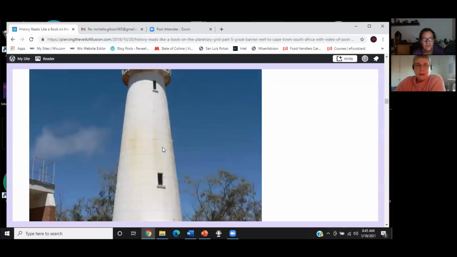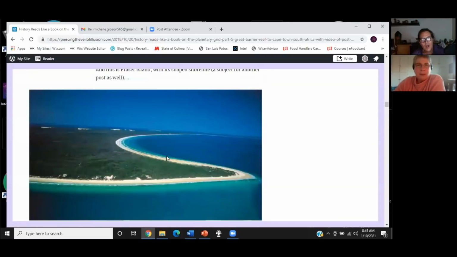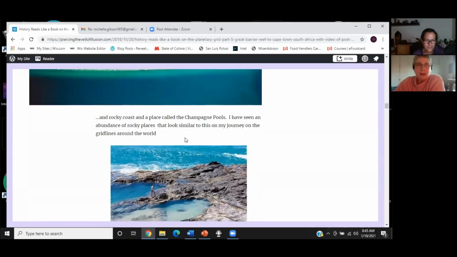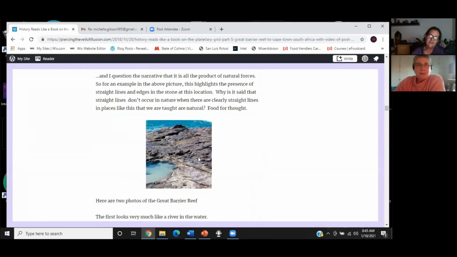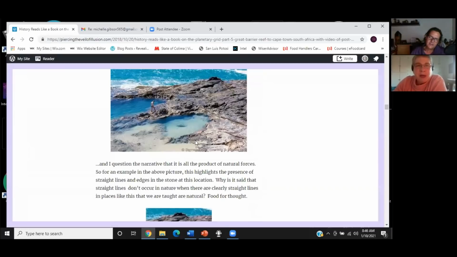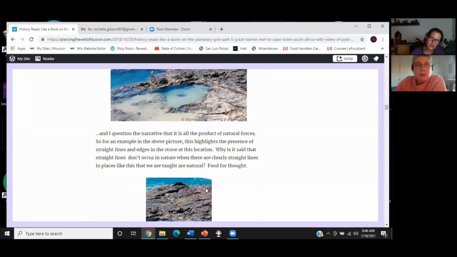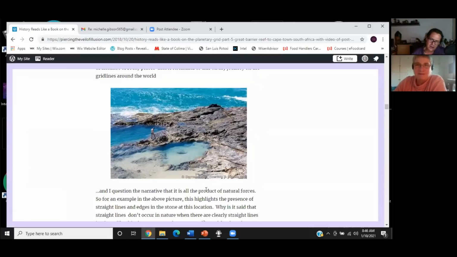I said lighthouses, windows. You have these really nicely, perfectly shaped shorelines everywhere. So the champagne pools. Do you think that maybe the whole place was terraformed, or do you think it was done sort of bit by bit over a long time, or do you think people came in and said, let's do the whole place?